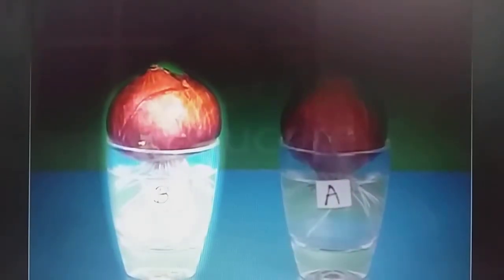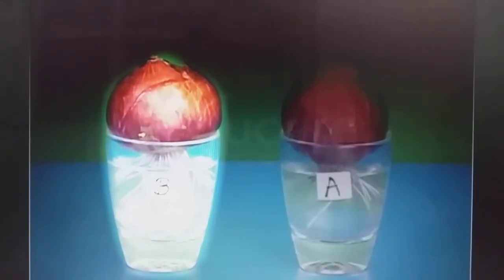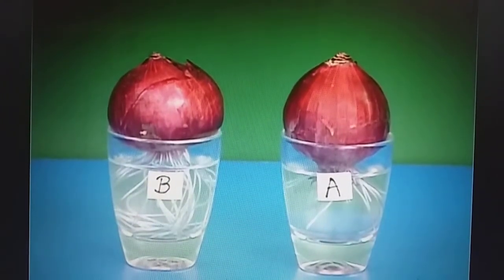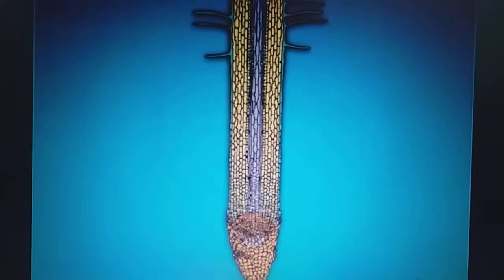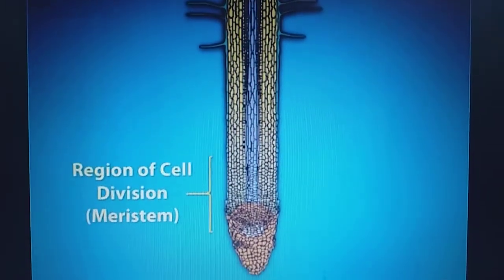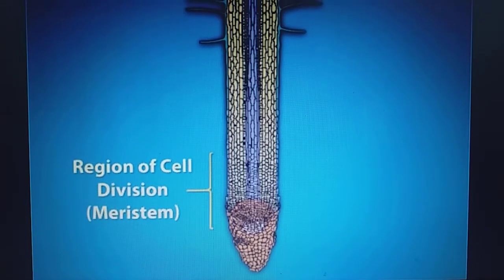Now in the case of tumbler B, since the roots have not been cut, the root tip continues to grow longer. This root tip is the reason for growth. The root tip consists of a tissue called meristematic tissue, whose cells keep dividing and hence result in the growth of roots.